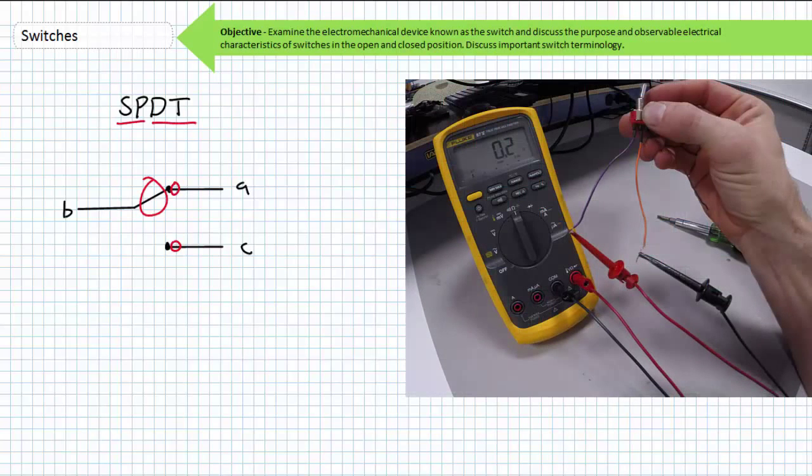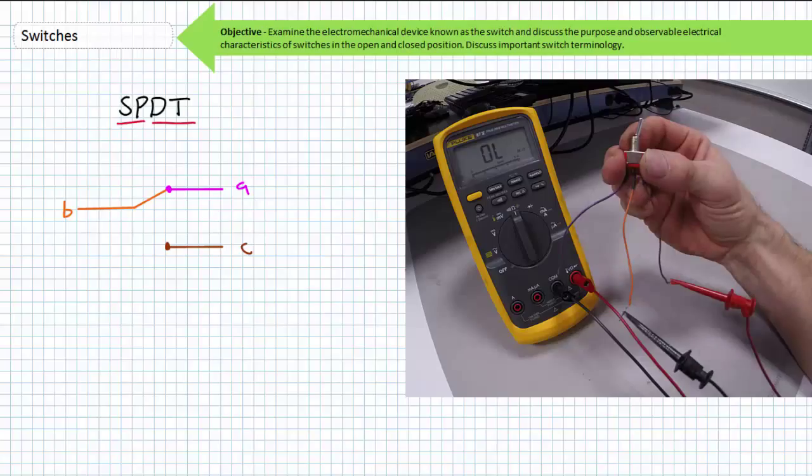Here's the ohm meter being used to test an SPDT switch. The central orange wire is the common B terminal. The purple wire on the left is the A terminal. The brown wire on the right is the C terminal. When the switch is in the down position, the ohm meter indicates there is a connection from B to A. This portion of the switch is closed. When I keep the switch in the same position and check connectivity between B and C terminals, the ohm meter indicates no connection. This portion of the switch is open.